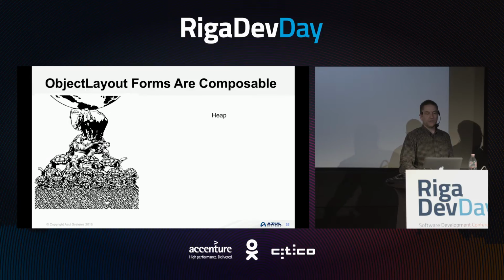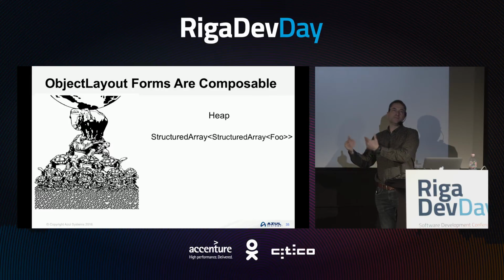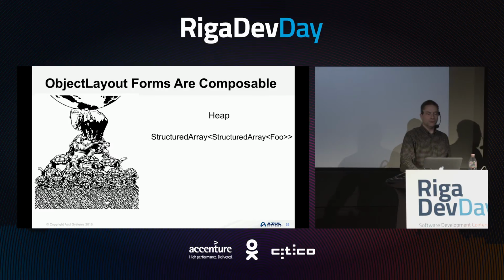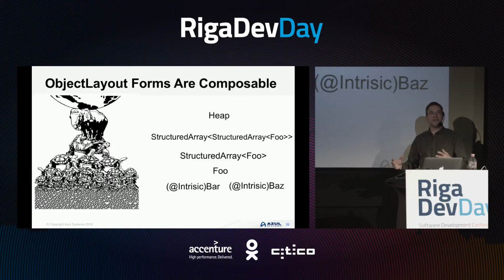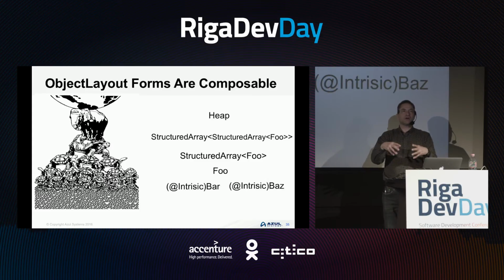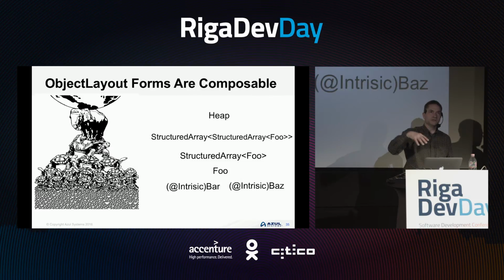So what we can do is we can start off with our heap. So this is where we're going to put everything. We can then say, okay, let's create a structured array which contains structured arrays of type foo. So this gives us our 2 levels of structured array. Within that, we have obviously objects which are structured array of type foo. That will contain objects of type foo. Each of those will contain objects of type foo. And then those could then have structs or objects intrinsic within those. So we could put bar and baz as objects within that.